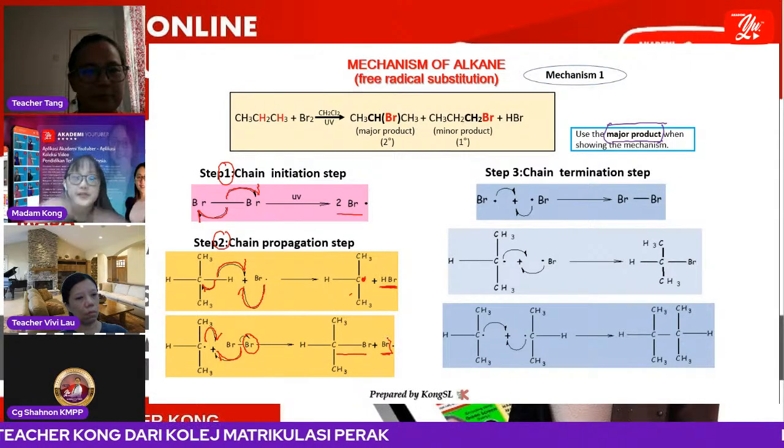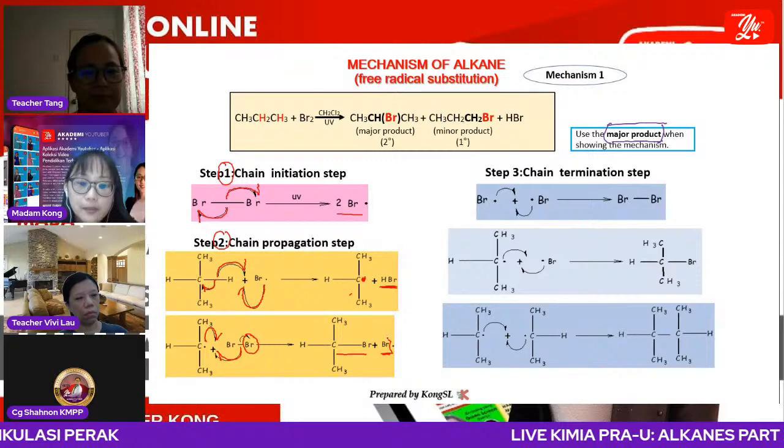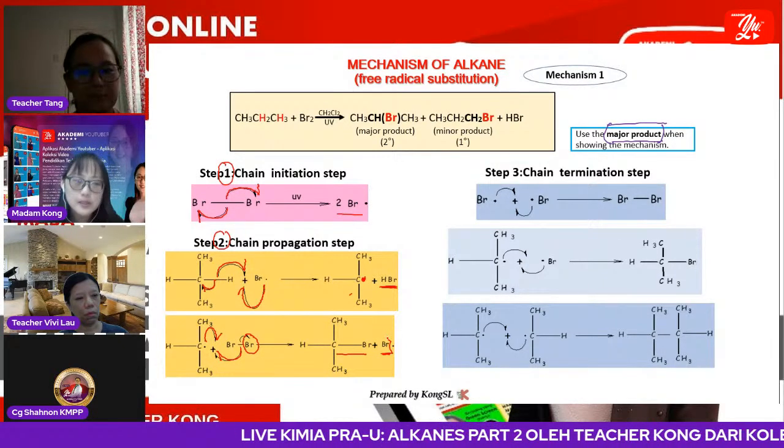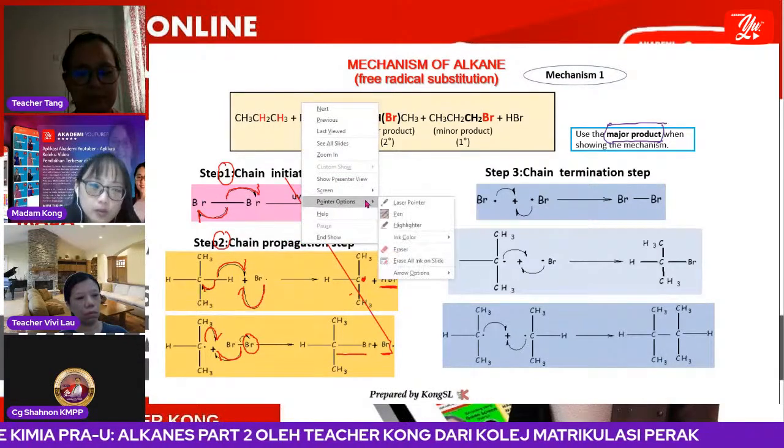This process keeps on repeating. This is what happens in the chain propagation step. That's why there are two equations for the chain propagation step. There are two possibilities. One is the bromine free radical.